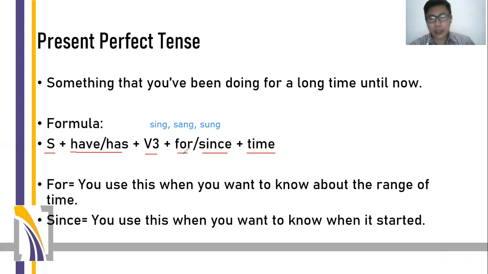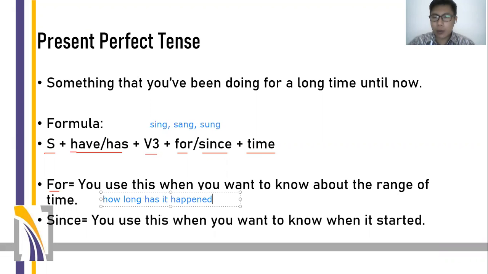In the perfect tense, usually we need for and since to know for how long or when it started. If we use for, that means we want to know about the range of time, or you could say about how long it has happened. So the duration of the time. For example, about 5 hours: I've been here waiting for you for 5 hours. You could say that. If since, that means when it started.